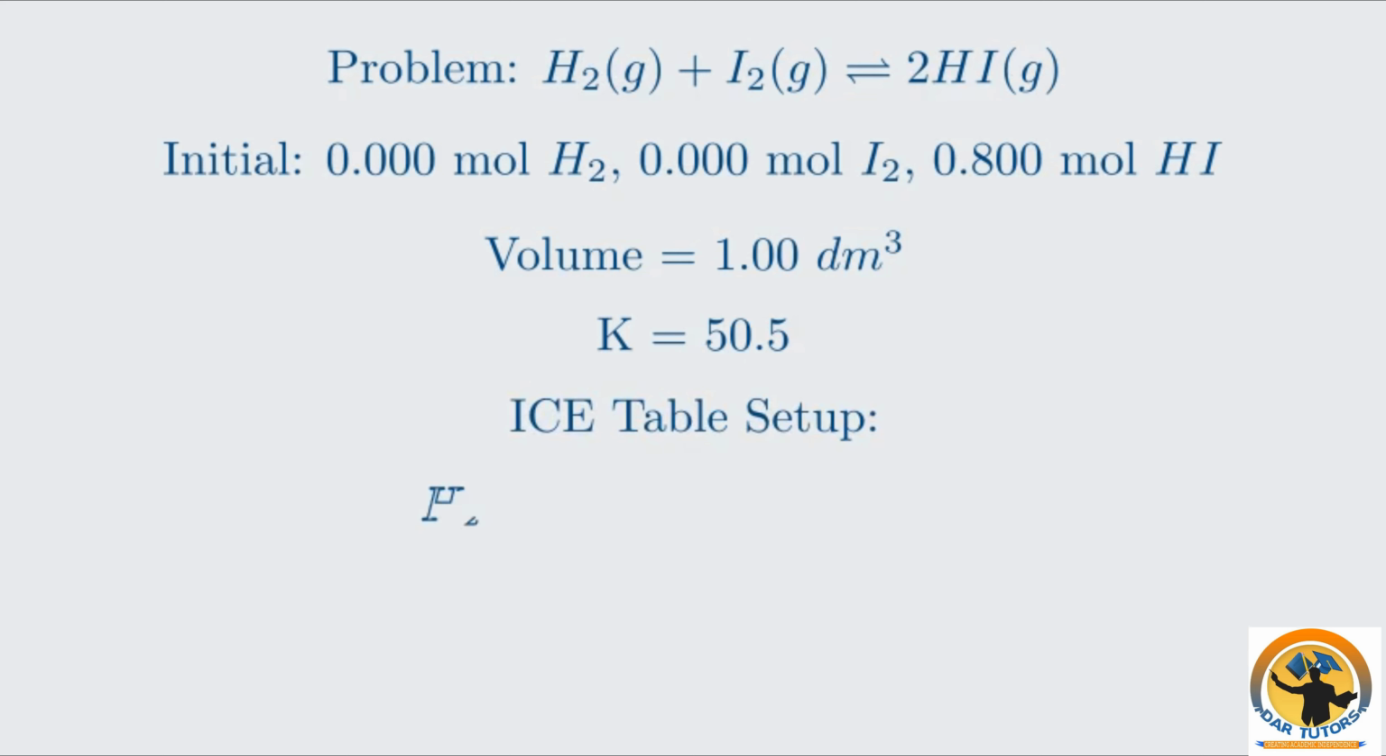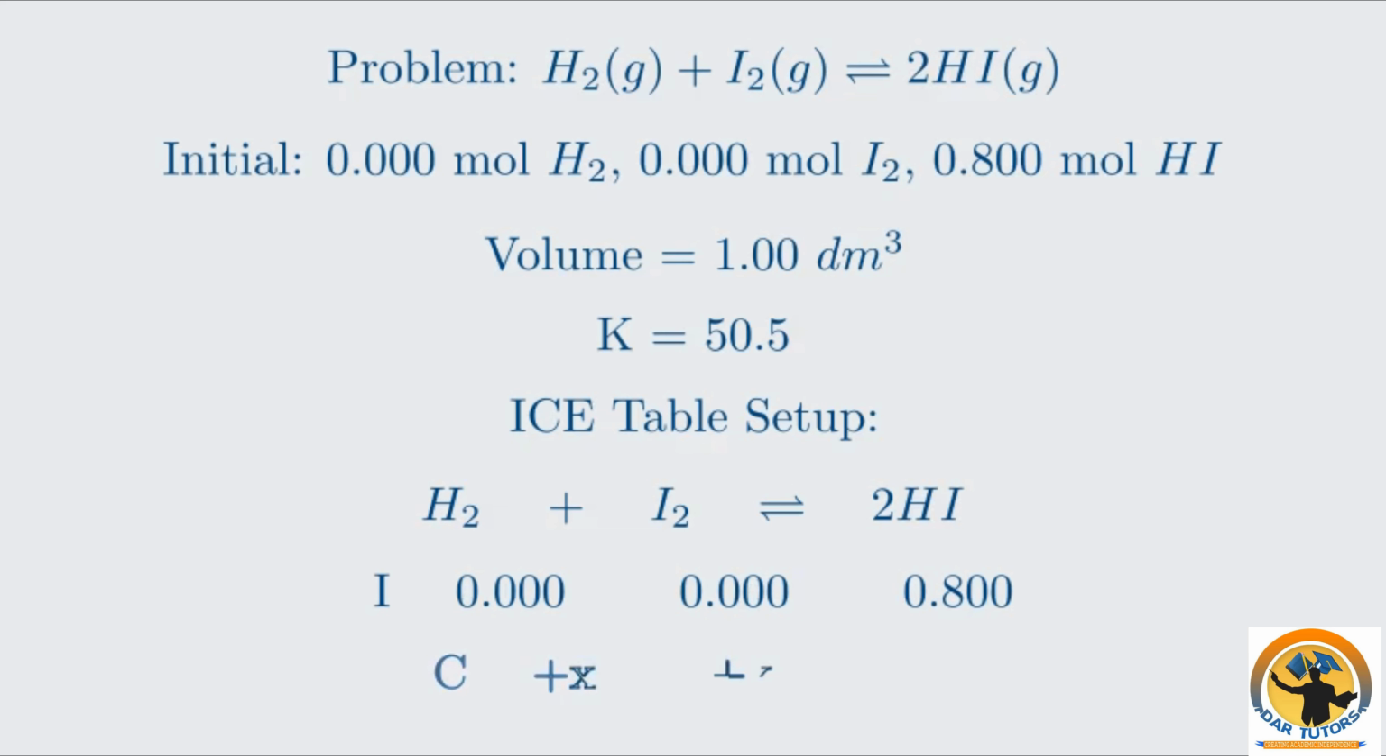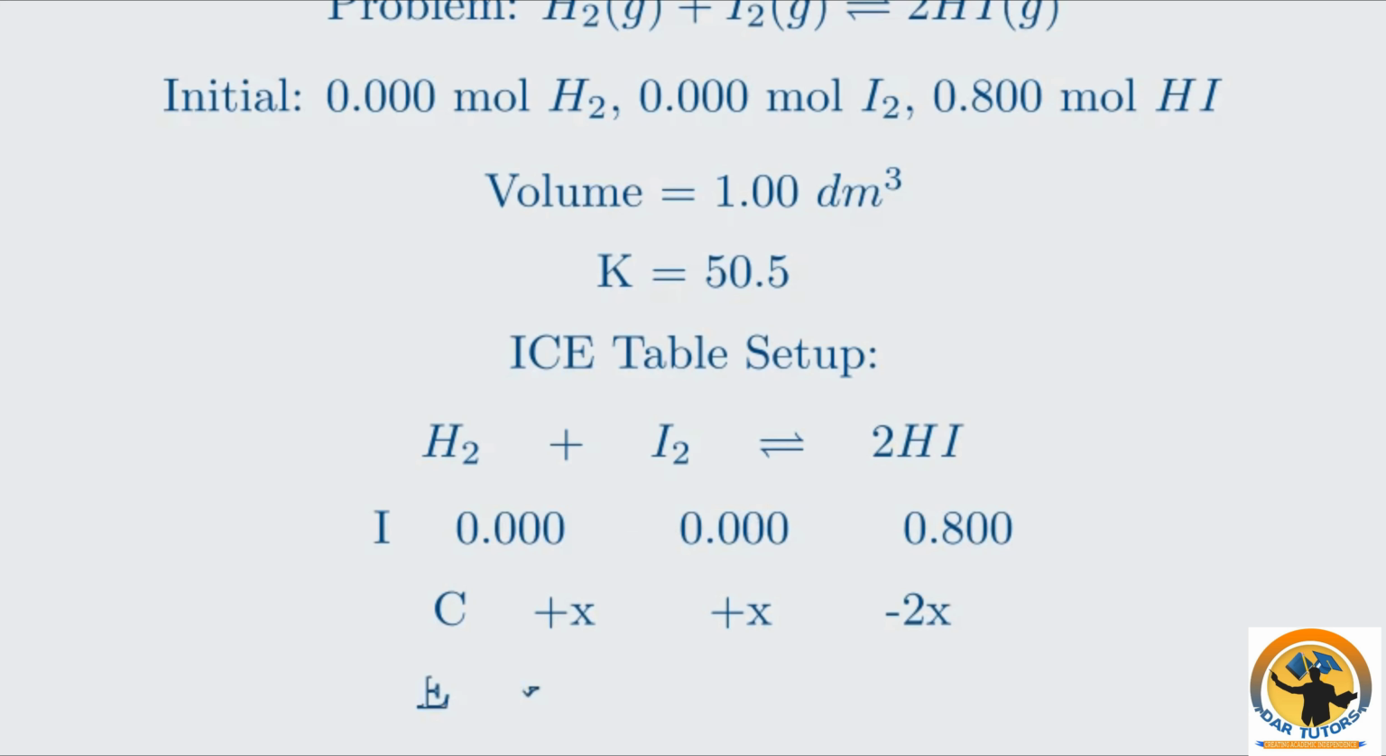First, the setup. The initial concentrations are 0.800 mol dm^-3 for HI and 0 for H2 and I2. Since we start with no reactants, the reverse reaction must occur. HI will decompose. Let's define the change in HI as minus 2x. Based on the stoichiometry, the change for H2 and I2 will be plus x. This gives us equilibrium concentrations of x for H2, x for I2, and 0.800 minus 2x for HI.